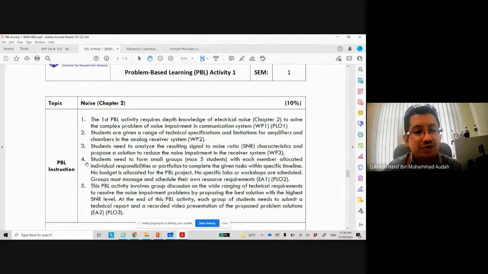This is WP3. Students need to form small groups, maximum 5 students, with each member allocated individual responsibility for portfolios to complete the given task within a specific timeline. No budget is allocated for the PBL project. No specific labs or workshops are scheduled. Okay, so you schedule your own activity. So groups must manage and schedule their own resource requirements. This is EA, engineering activities attributes 1. This is for PLO number 2.